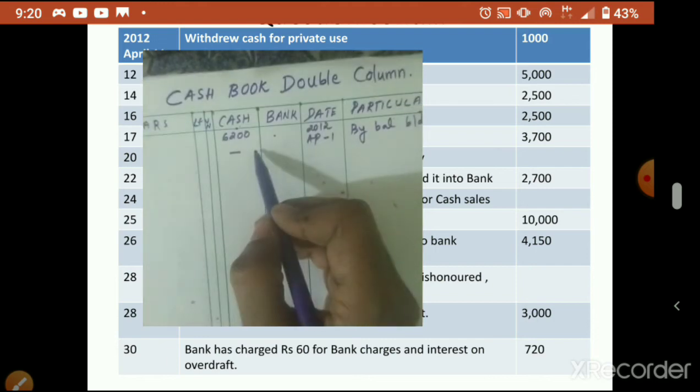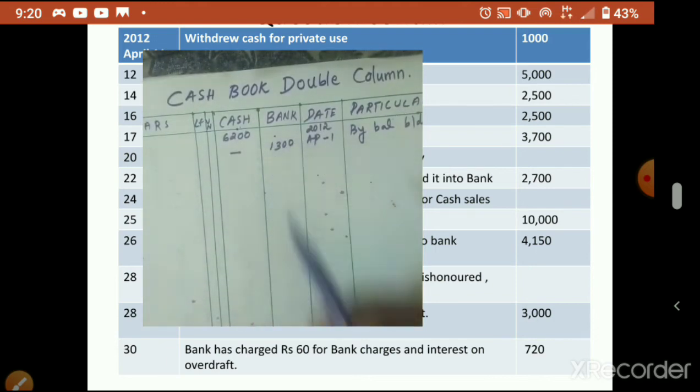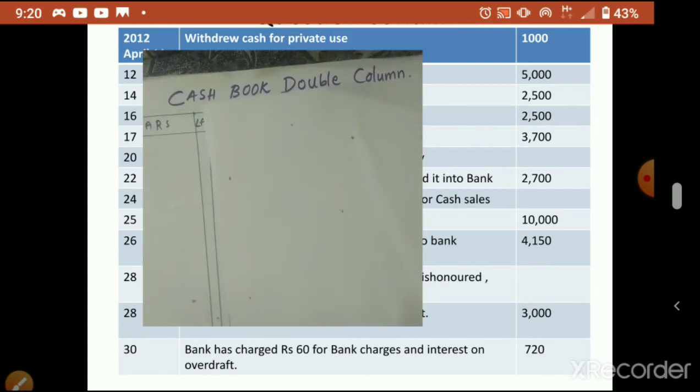So the bank amount you have to write in the bank column, 1,300. Okay. Now third, received check from Vinod. Check received from Vinod deposited into bank. Okay, so on third, check received but not deposited.